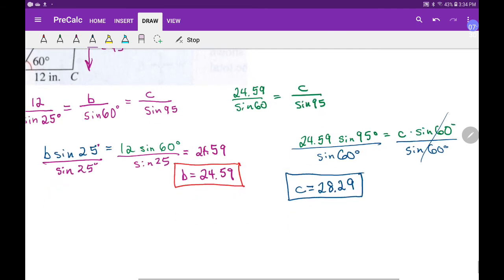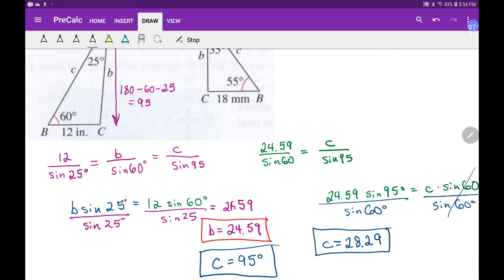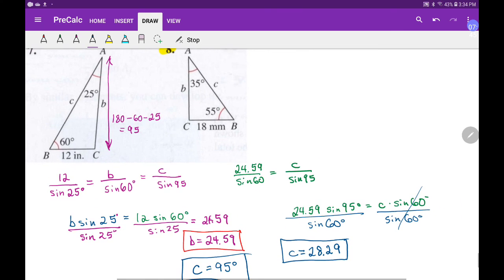So there's B and C, and I guess I should write down here the big angle C is 95 degrees. Okay, those are the three things they didn't tell me, but I can find them with the law of sines, and it's a great tool. And we almost had a right angle anyway, but that's not a right angle. So we didn't need a right angle because we have the law of sines. It's pretty handy.